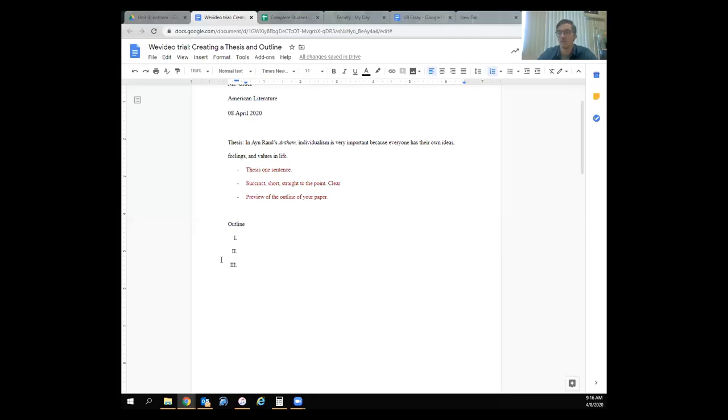If we look at our thesis, remember our thesis should preview what our outline will be. There are 3 really clear main points in this student's excellent thesis. Individualism is very important because everyone has, number 1, their own ideas. Number 2, their own feelings. And number 3, their own values in life. So we can just start inputting those here. Ideas, feelings, values in life.